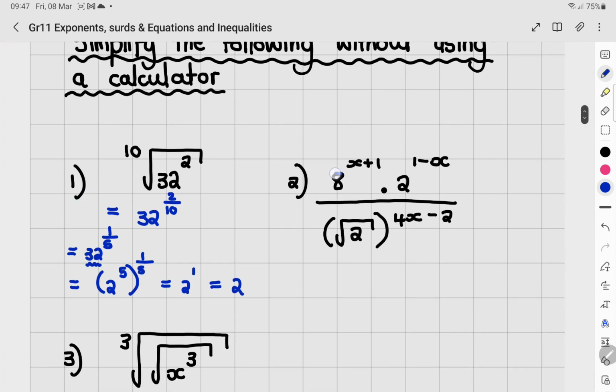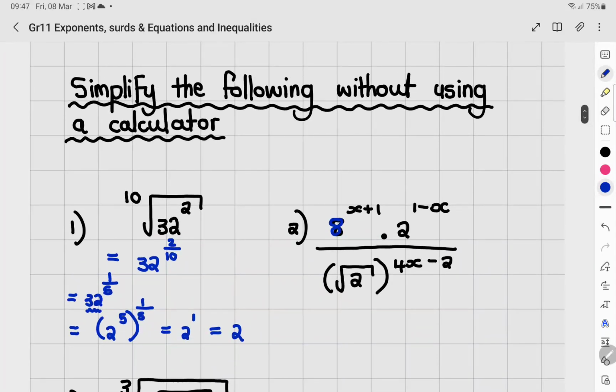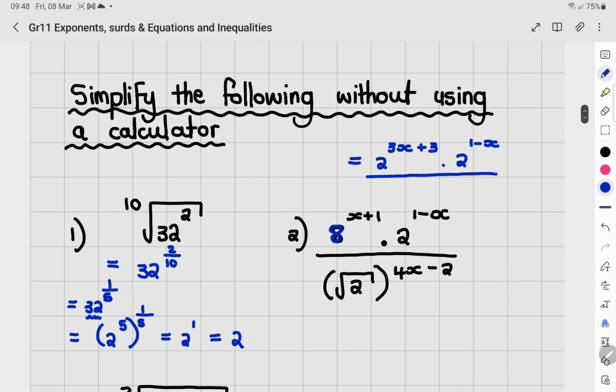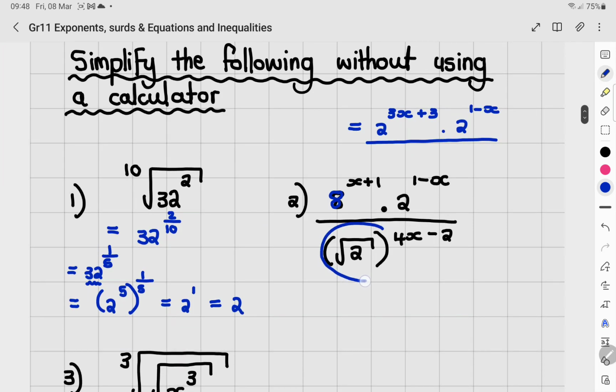Okay, for the next one, we want to break down this 8 into a product of its primes. He's the only one that is not a prime number as a base. So that will become 2 to the power of 3. That 3 pushes up, multiplies with the x as well as the 1, and 1 times 3 is 3. Times 2 to the power 1 minus x, all over. And now please remember the square root here. Remember there's a 1 on the inside, there's a 2 on the outside, which will make that 2 to the power a half. And that gets further raised to 4x minus 2.